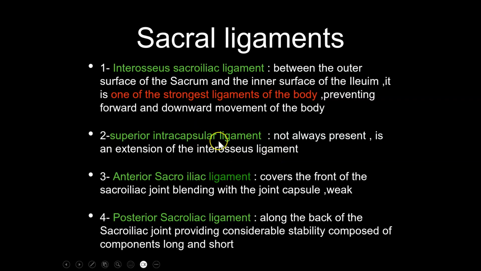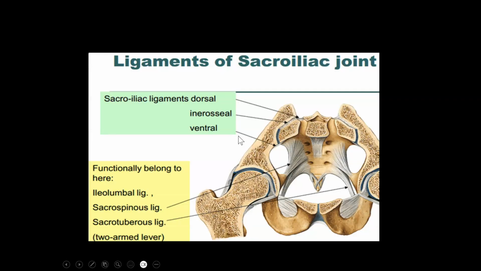So the most important is the interosseous sacroiliac ligament, and less important or weaker is the posterior sacroiliac ligament, but still strong. Weaker is the anterior sacroiliac ligament, and sometimes the superior intracapsular ligament can be present or not.